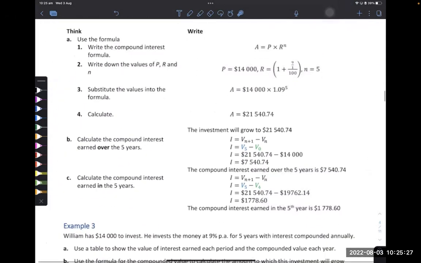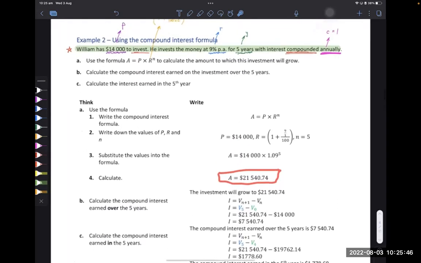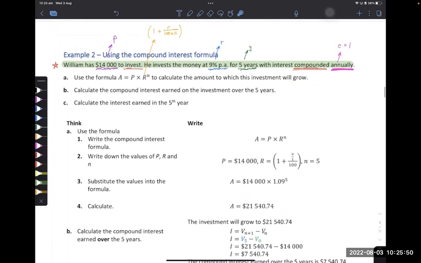Now, you can see they've gone through the formula already. So this is the working out. Part 1, part 2, part 3, you can actually see how much it's increased. If you look at this A here, what's that value there? 21,540? Yes, so it's the total amount after 5 years.